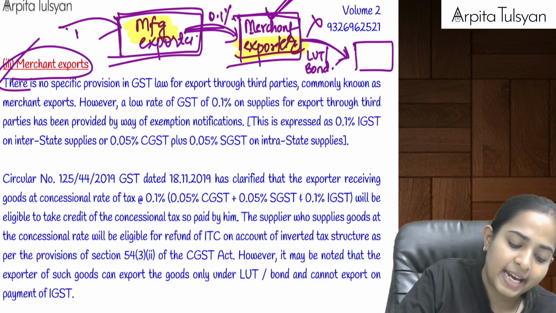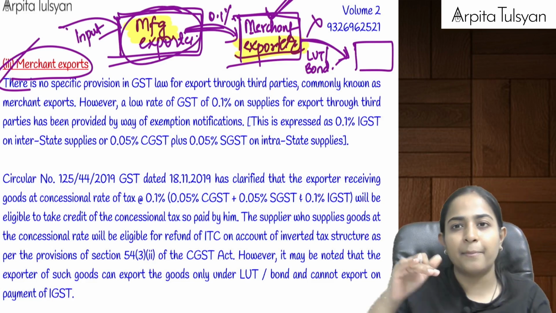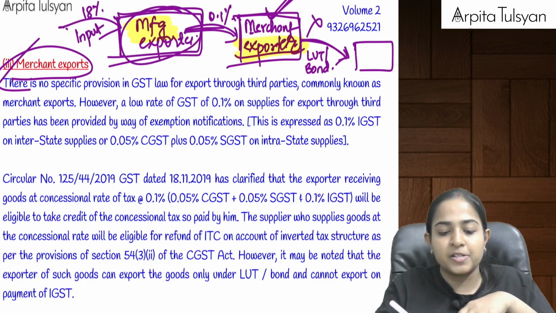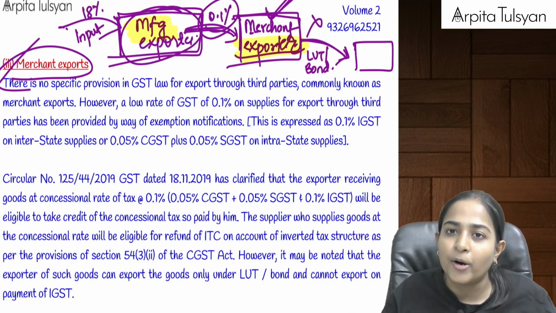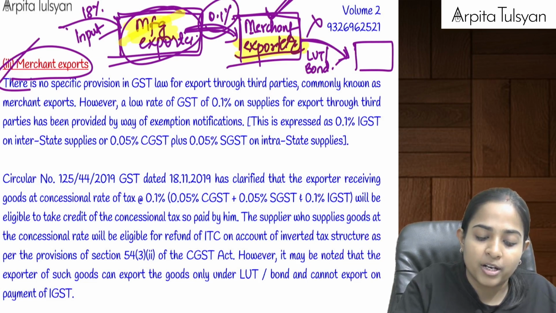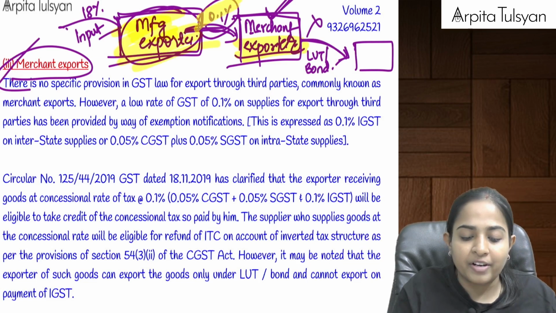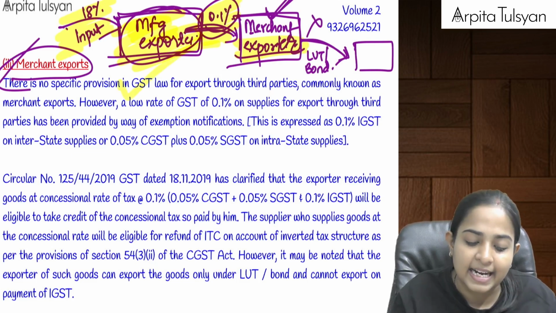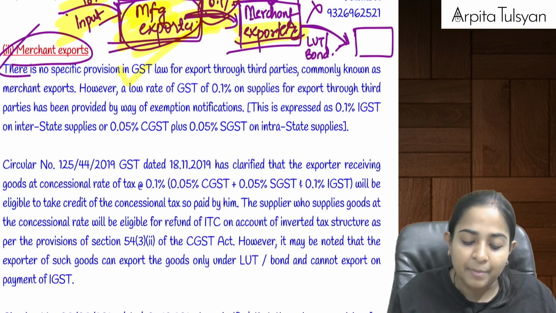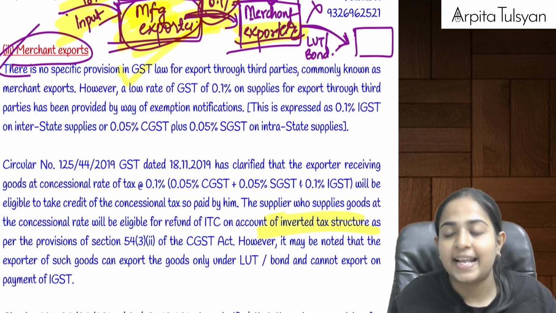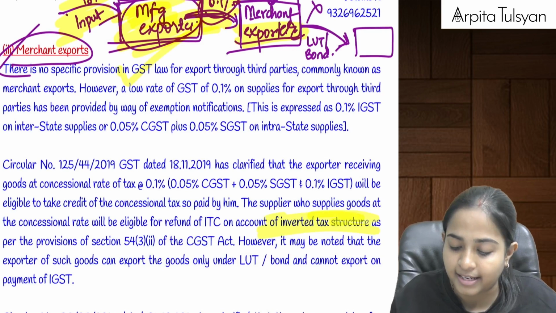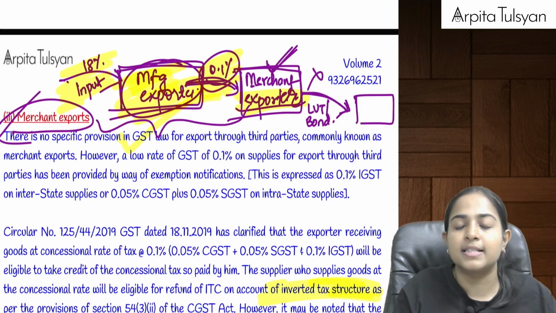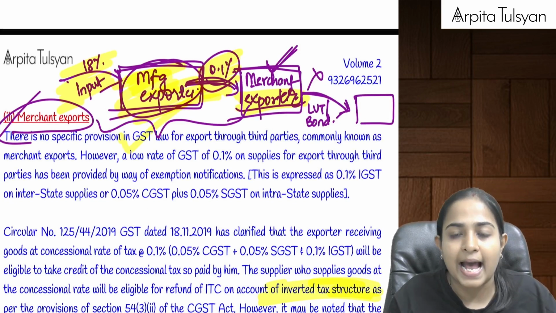But can we say the input of this manufacturer can be high? Can the input rate be 18%? My inputs are coming at 18%, but I am selling the goods at a very small rate of 0.1%. So 0.1% is my outward, minus 18% is my inward. Can we say there will be some input tax credit left for this manufacturer exporter that can be claimed under inverted tax structure? I had mentioned this inverted tax structure earlier also. So this transaction is also considered as an export, and this transaction is considered as merchant export.